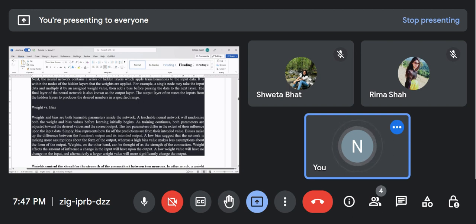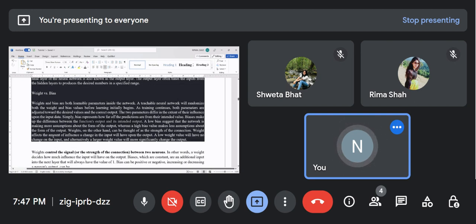Weights, on the other hand, can be a strength of the connection. As I already told, the weight affects the influence a change in the input will have upon the output. What is the influence? It is a correction from one neuron to another neuron. If a current neuron has a certain value and I transform that value to another neuron, how much it will affect the next neuron after transforming this data. So here a low weight value will have no change on the input.